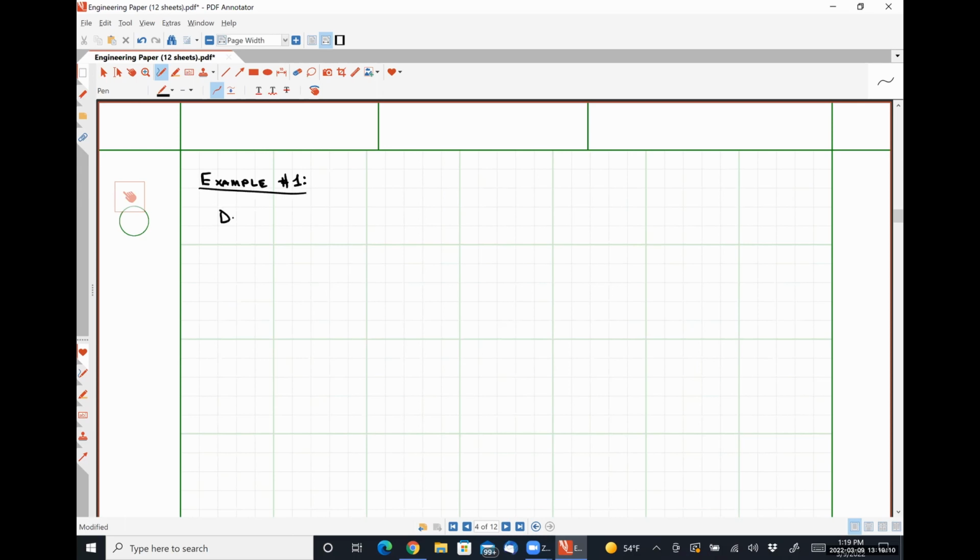So our goal here is to determine the percent error in the mirror currents if beta is equal to 100 for all of our BJTs in this circuit.